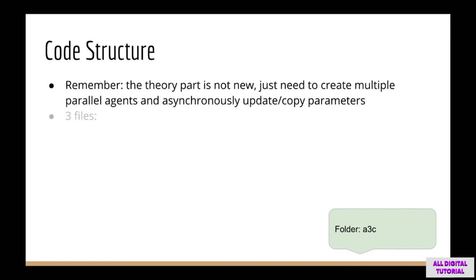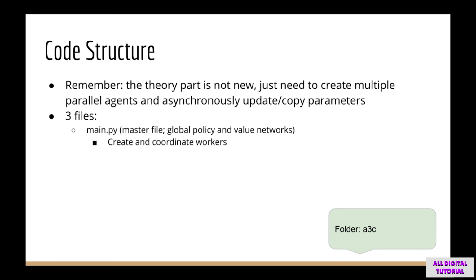We're going to have 3 files. The first file is main.py. This is sort of the master file, which is going to be responsible for creating the master global policy network and value network. It's also going to coordinate the workers. In other words, it's going to create a handful of workers, each with their own thread, and then wait for them to complete. The second file is worker.py.